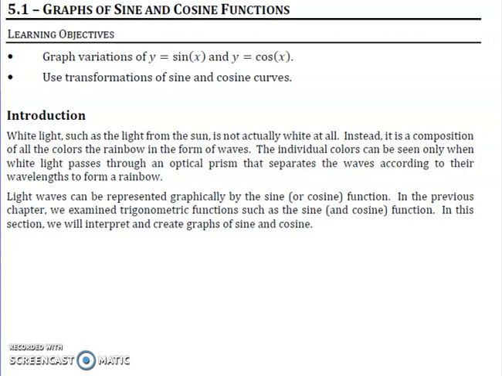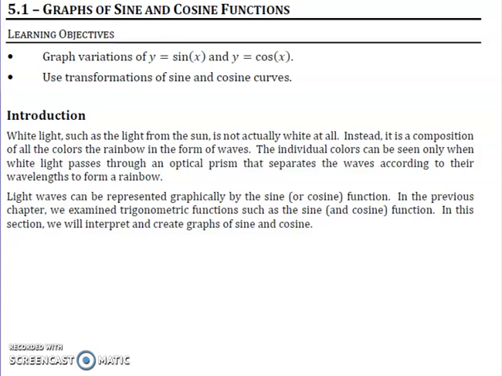White light, such as the light from the sun, is not actually white at all. Instead, it is a composition of all the colors of the rainbow formed in waves. The individual colors can be seen only when white light passes through an optical prism that separates the waves according to their wavelengths to form a rainbow. Light waves can be represented graphically by the sine or the cosine function.